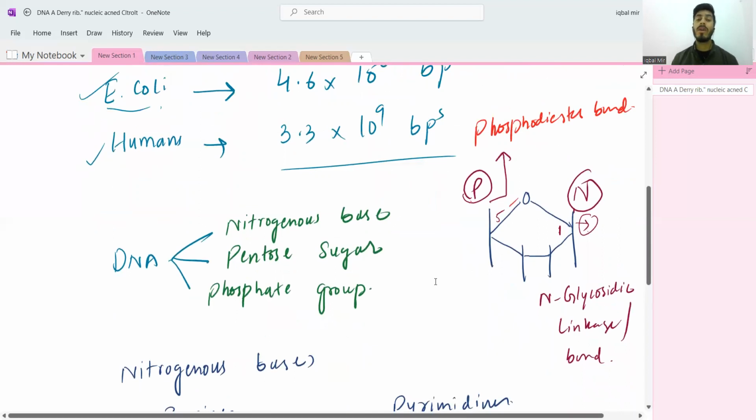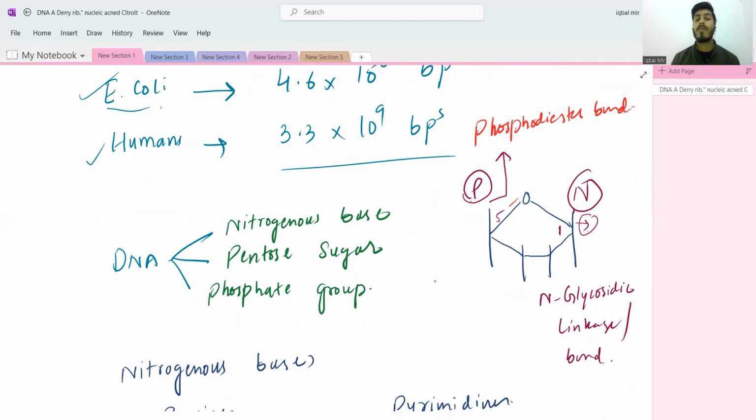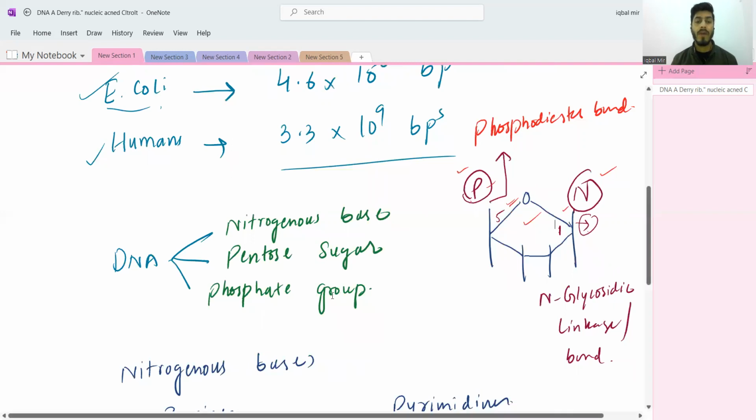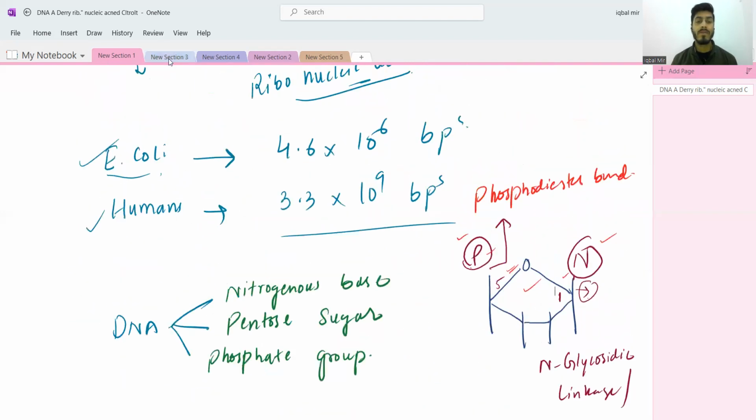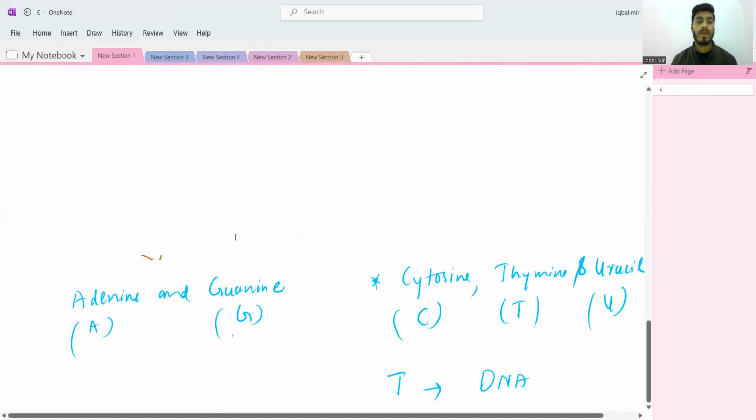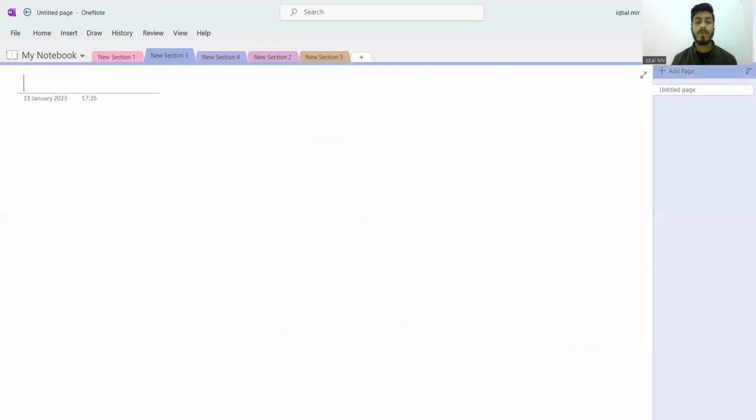So we know the complete DNA molecule has a phosphate group, a nitrogenous base, and a pentose sugar, which is deoxyribose. These are the three components. The linkage between pentose sugar and phosphate is called phosphodiester bond. And the bond between nitrogenous base and pentose sugar is the N-glycosidic bond. Understood? Everything is clear? Any doubt?